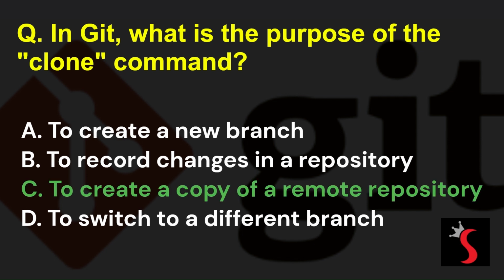And correct answer is option C. To create a copy of a remote repository. Git clone is primarily used to point to an existing repo and make a clone or copy of that repo in a new directory at another location. The original repository can be located on the local file system or on a remote machine accessible by supported protocols.